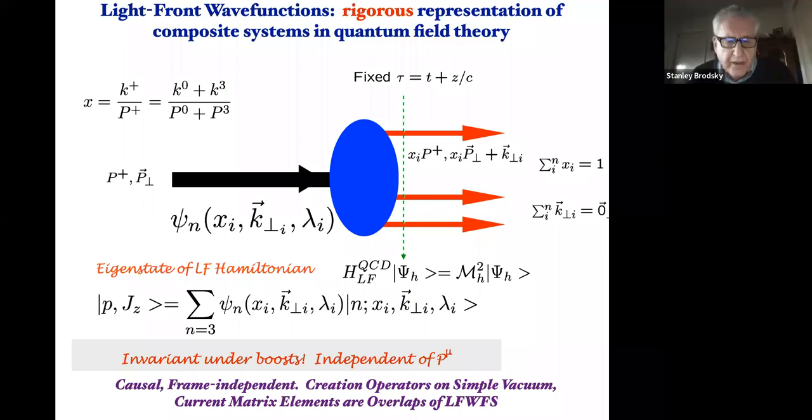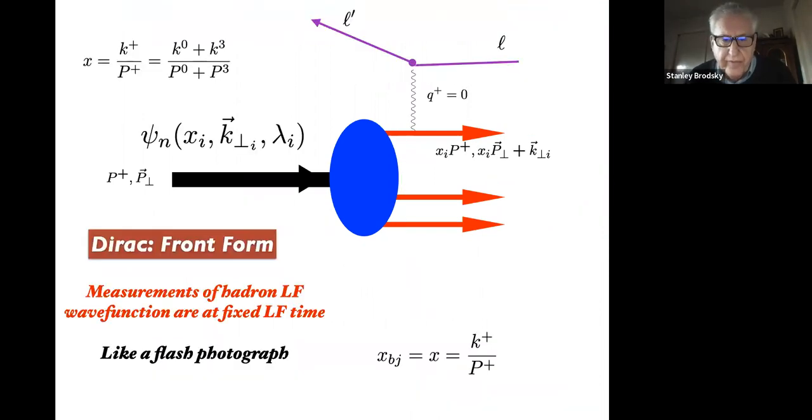So as I emphasized, the whole system is invariant under boost, independent of P mu, just as long as you have the four-vector P squared equal to M squared. The framework is causal and frame independent, with creation operators on a simple vacuum. That's the Fock states. And current matrix elements are just overlaps of the light front wave functions.